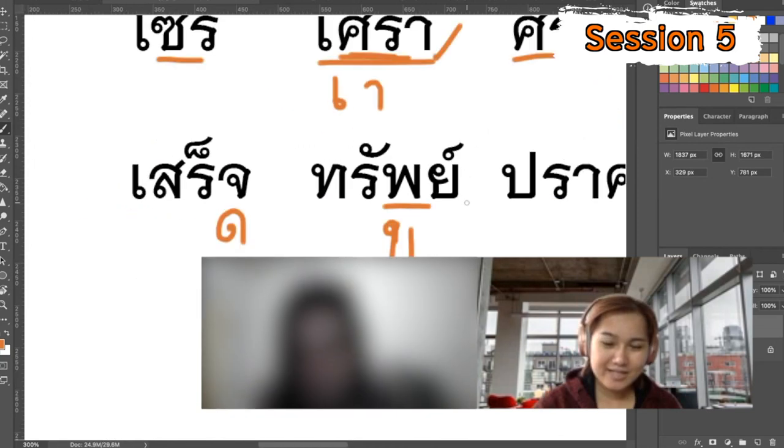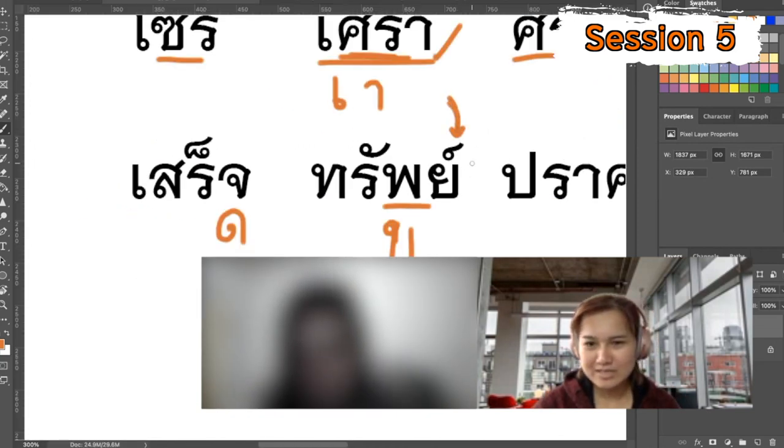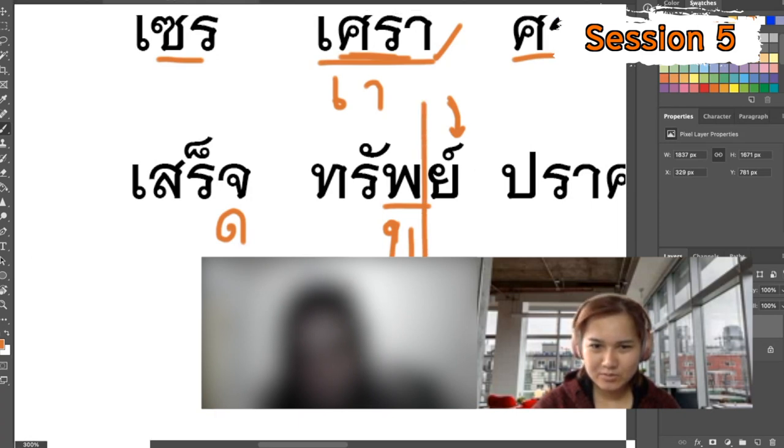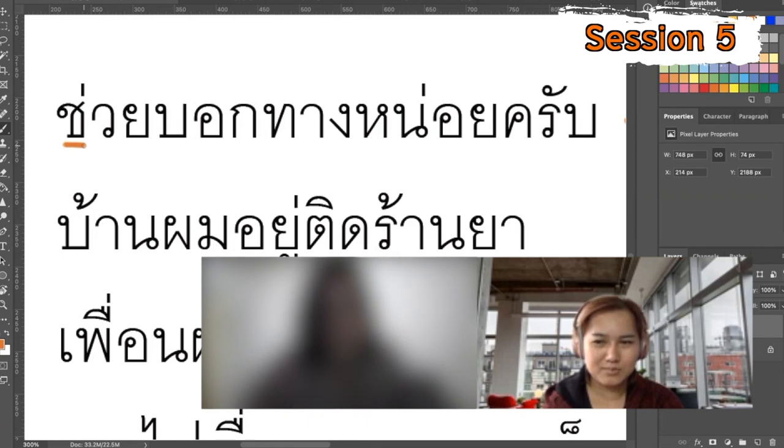Next one. Inzi. Any consonant that has this symbol, we don't pronounce it, so it's silent. So you will pronounce only this part. So it's sap. Yes, sap. Chui. But there is a tone marker on that chui. Chui means help.